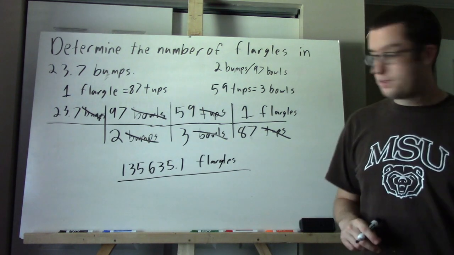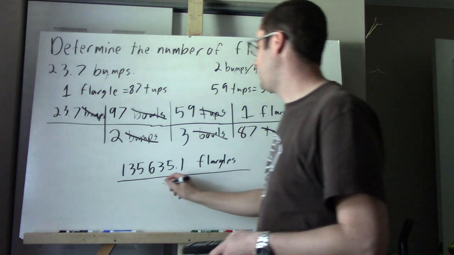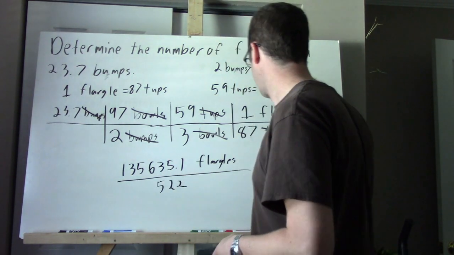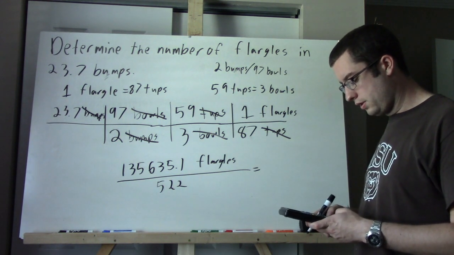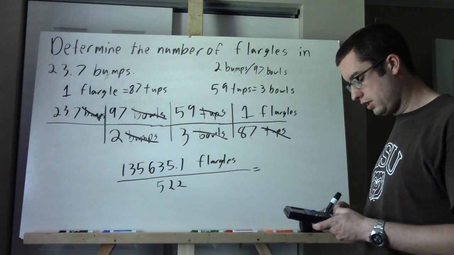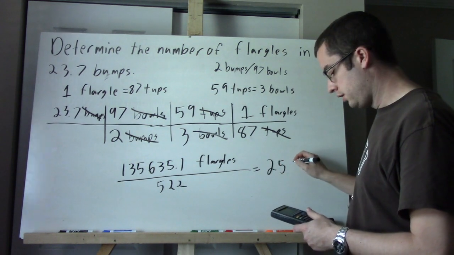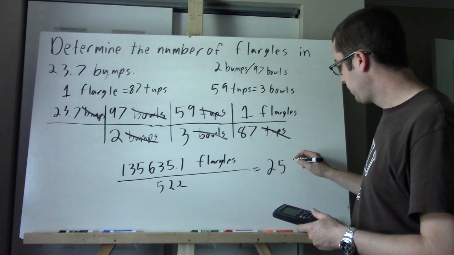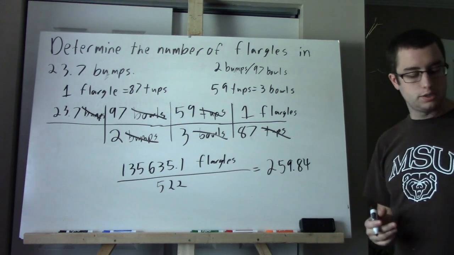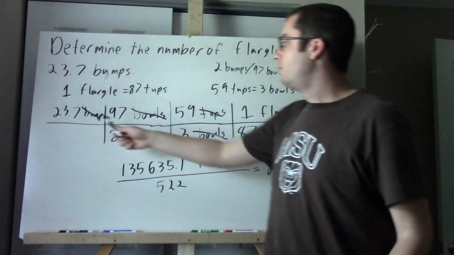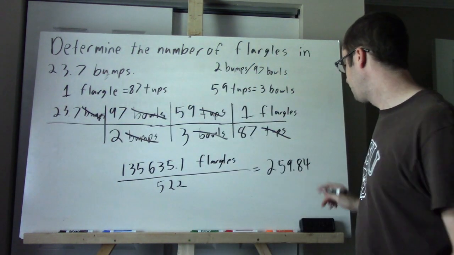over 2 times 3 times 87, which is going to be 522. So we divide those two numbers, so 135,635.1 divided by 522, and we wind up with 259.84, but we need to make sure that we're rounding to the right sig figs. We started out with 3, everything else was conversion, so that 3 is what we need to end with.